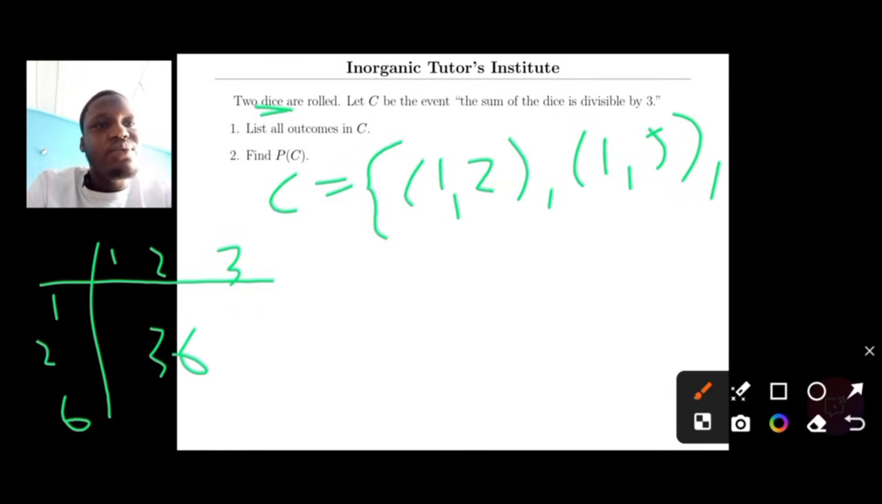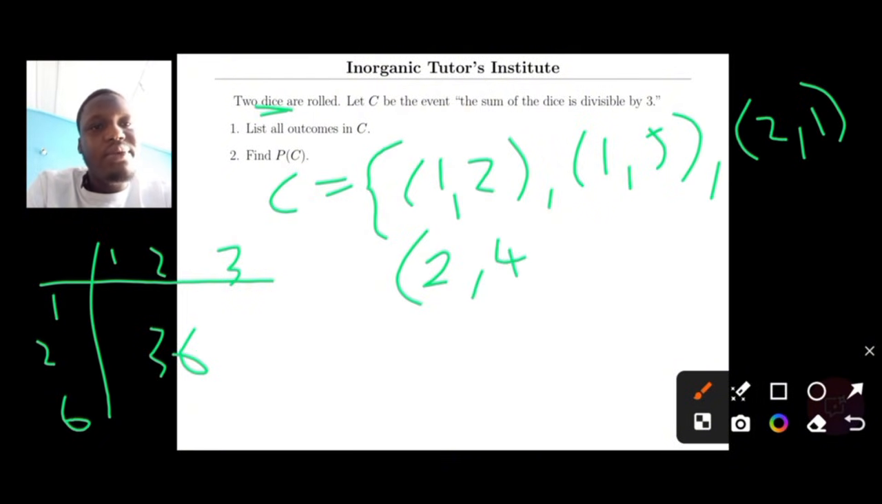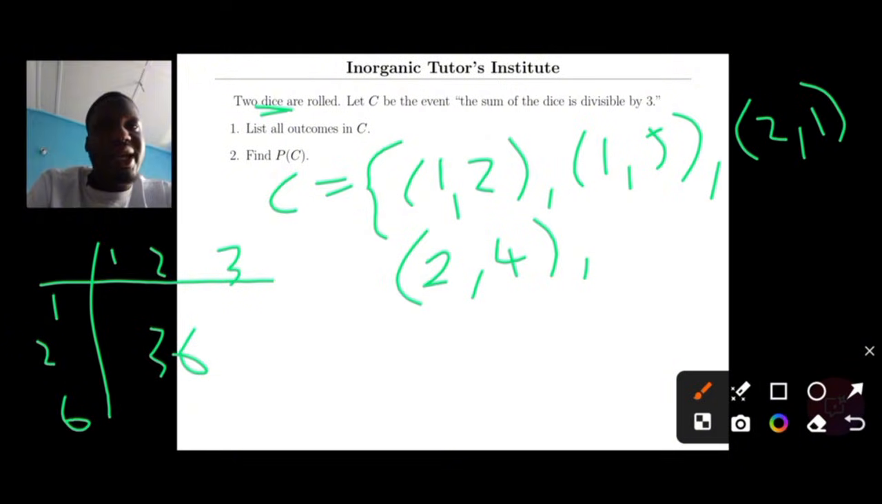Now we move on to 2. 2, 1 is definitely in, because 2, 1 gives us 3. 2, 2 is out, 2, 3 is out, 2, 4 should be in, because 2, 4 gives us 6. 2, 5 is also out. 2, 6 gives us 8, which is also out.